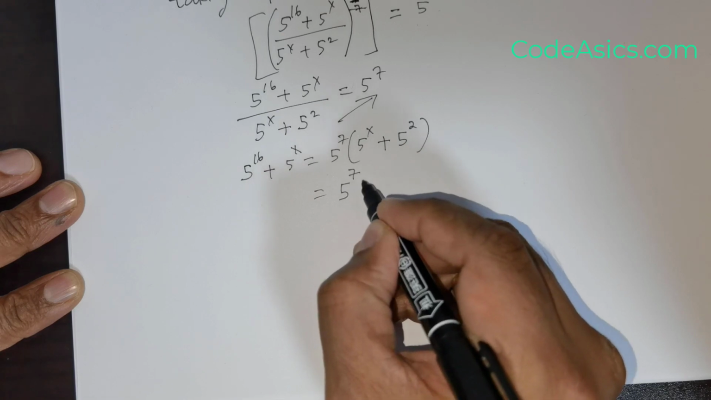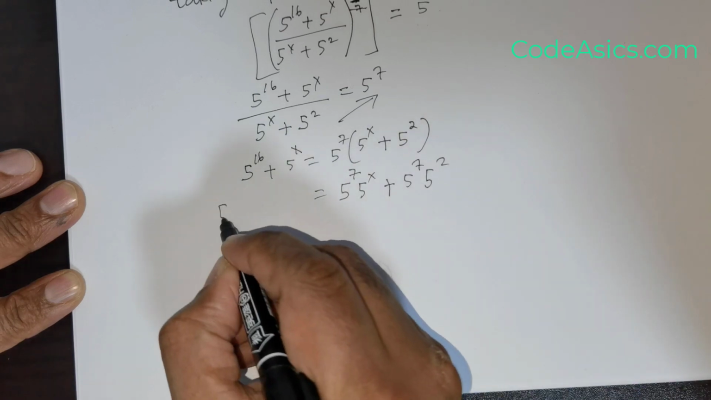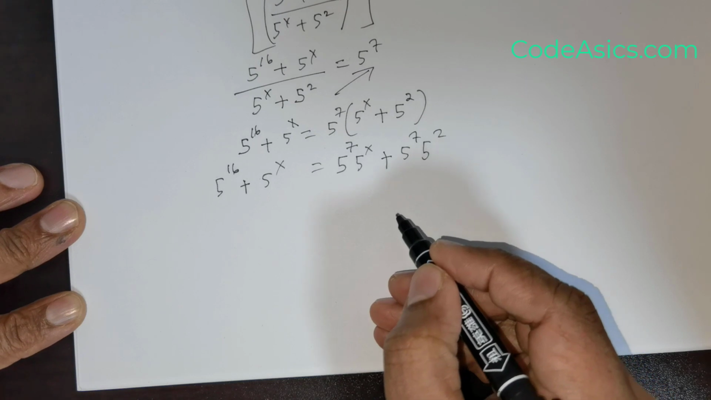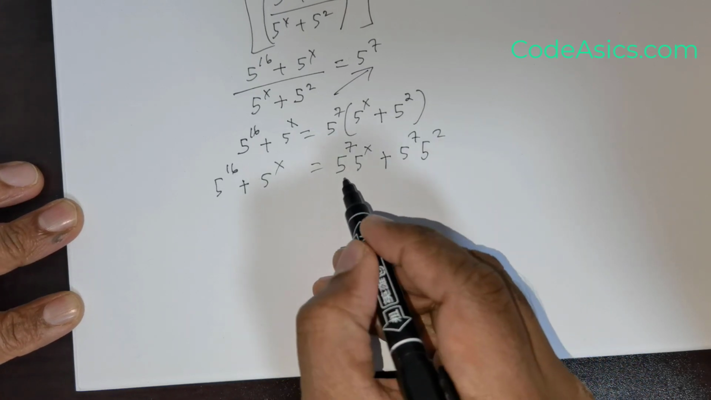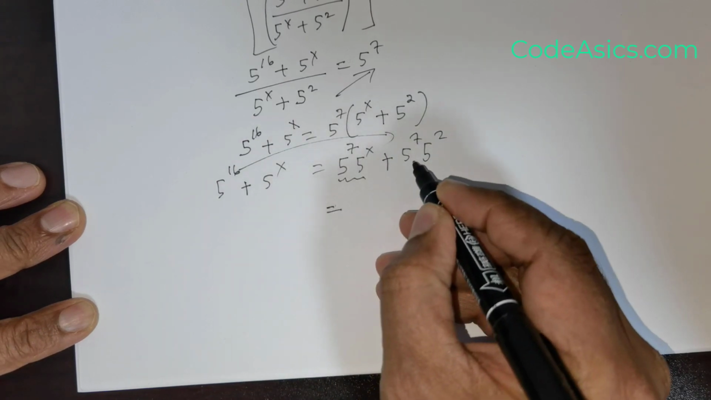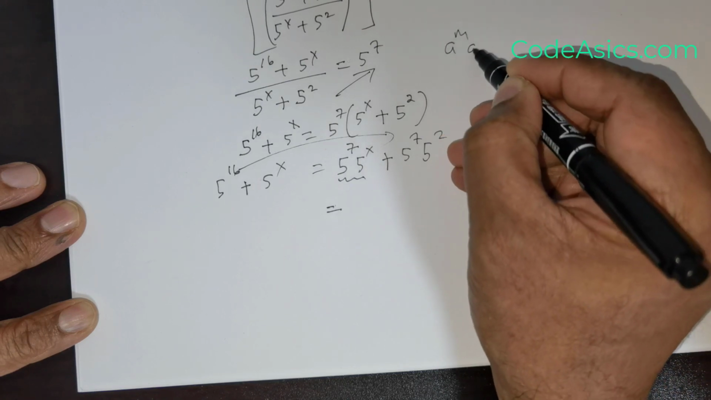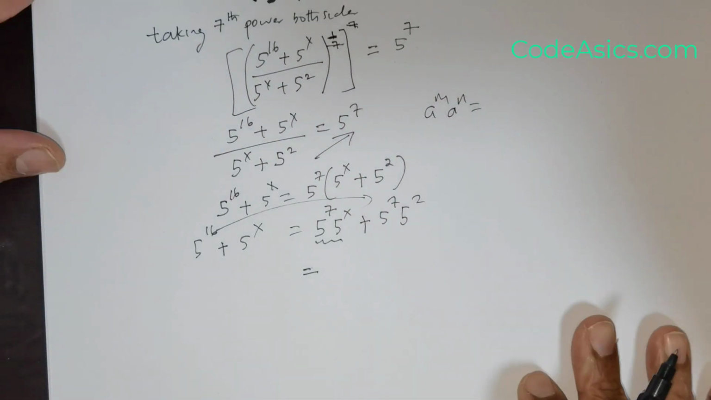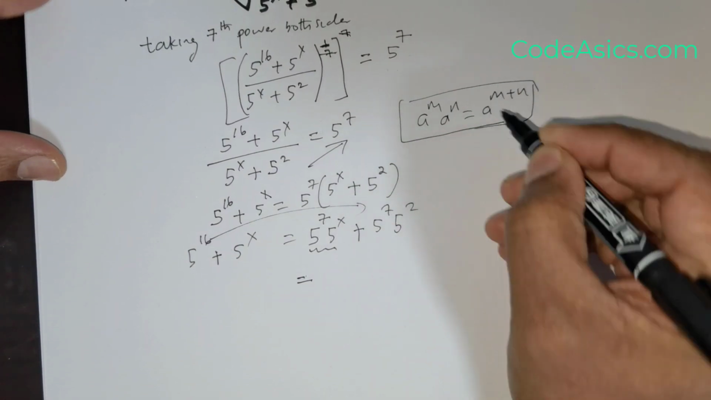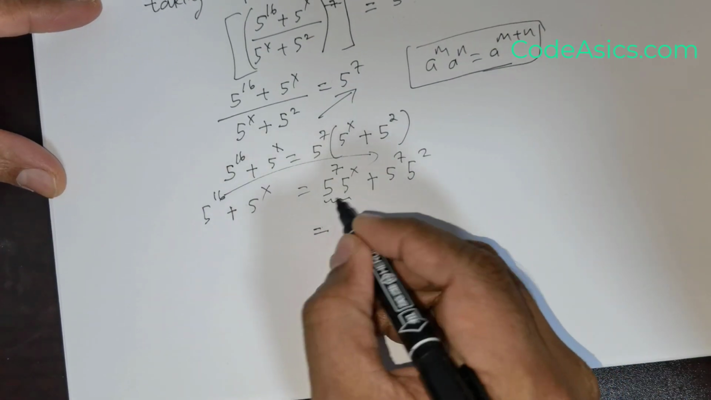This is 5^7 times 5^x plus 5^7 times 5^2. On the left it's 5^16 + 5^x. So now what I wish to do is bring this term to the left and move this term to the right. So this is 5^7 times 5^2, right? Now a^m times a^n is equal to a^(m+n). So from the law of indices I can use this formula. So let me move this quantity to the left.